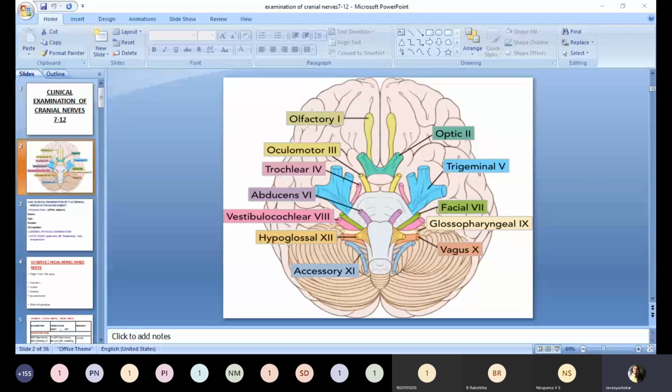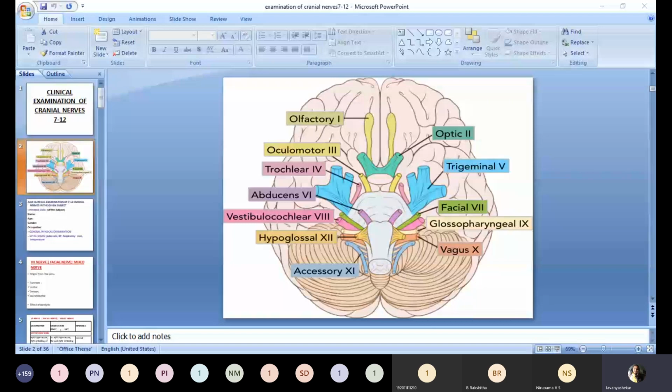So, the motor component of the facial nerve supplies all the muscles of the face and the scalp except for levator palpebrae superioris, and it also supplies the stylohyoid muscle, buccinator muscle and the stapedius muscle.